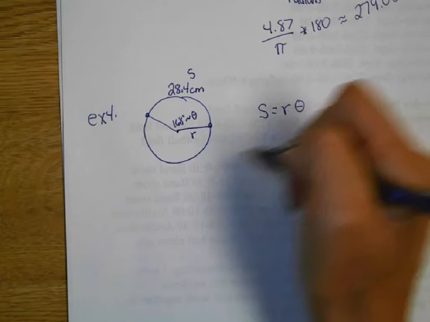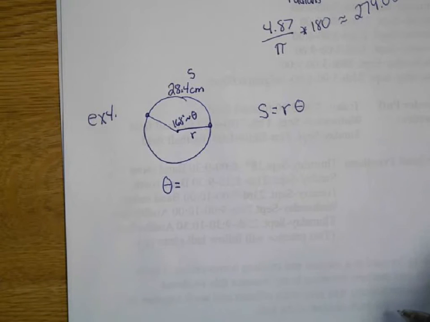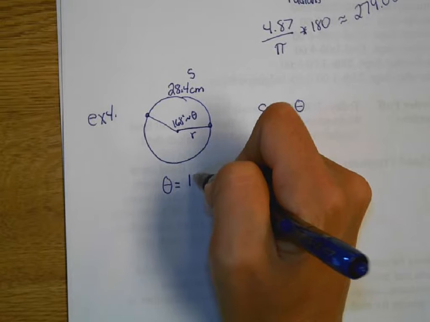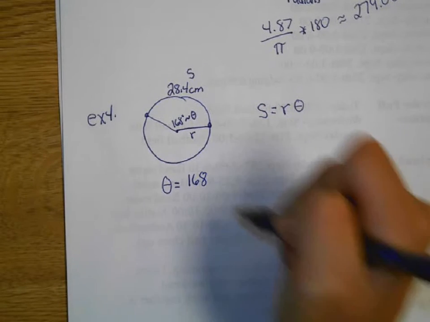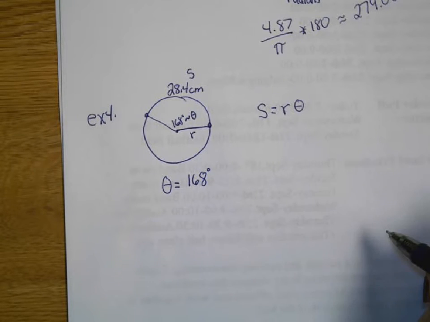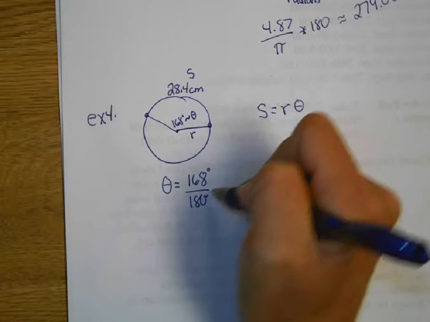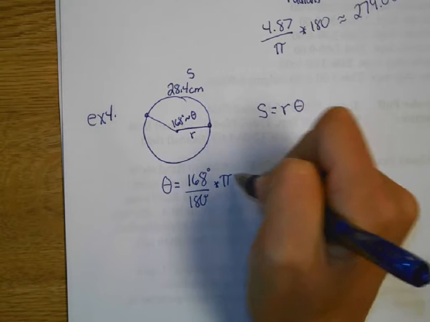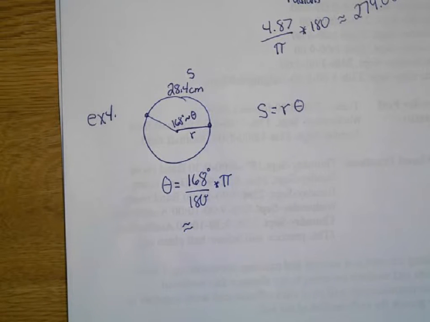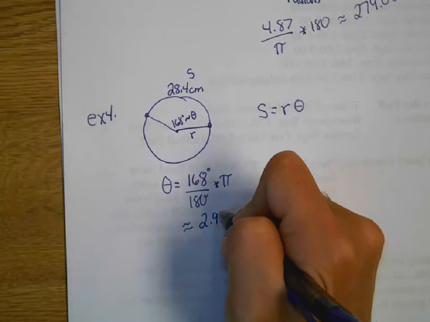Do we want to do it off to the side or in the problem? It doesn't matter to me. I'm going to do it off to the side. To get theta, I'm going to take my 168 degrees and do what? Out of degrees into radians. Divide by 180 and multiply by pi. 3 sig figs. What is theta? 2.93. Sounds good.